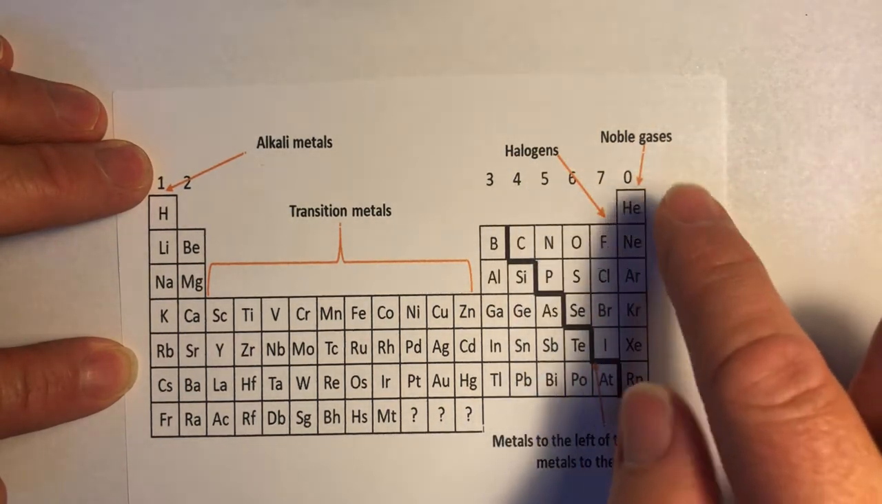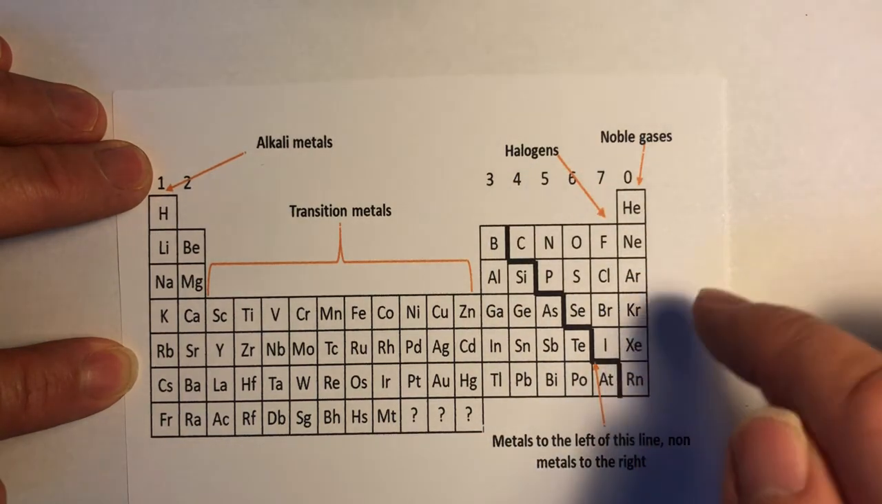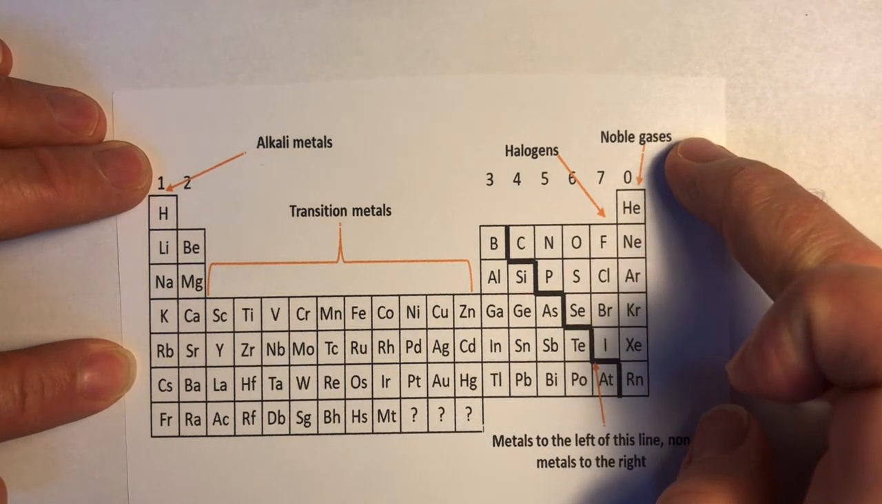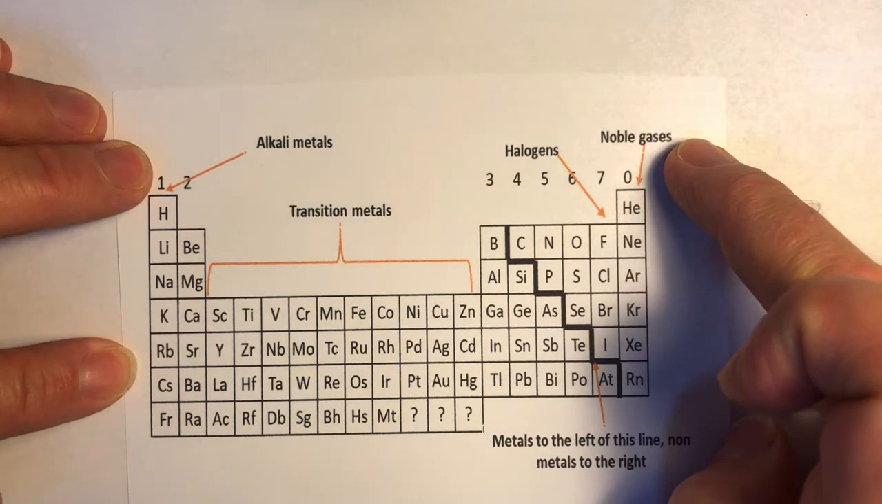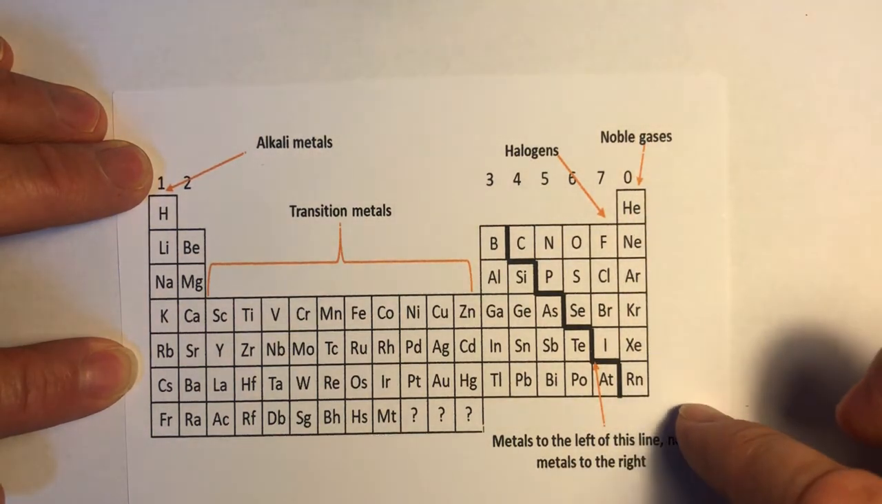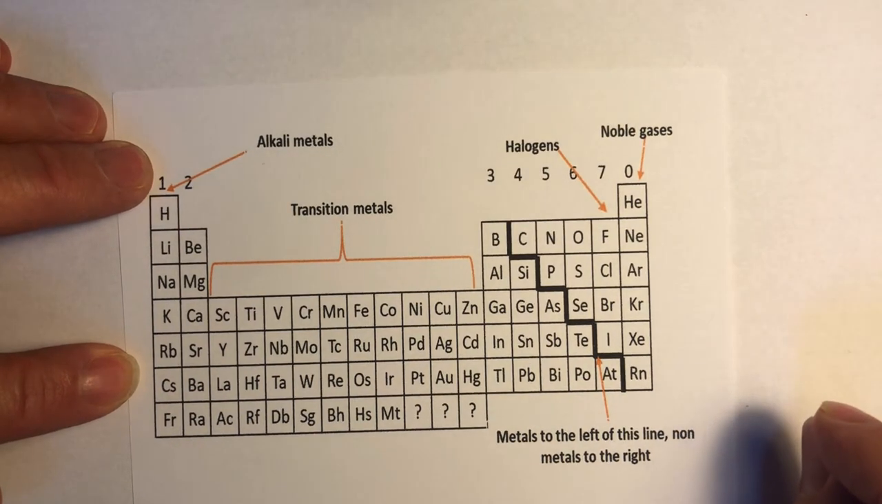Group number 7 are the halogens. These are fluorine, chlorine, bromine, iodine. And then group 0 are the noble gases. These are the very, very unreactive gases. They are helium, neon, argon, krypton, xenon, radon. Right? So they are 4 groups in the periodic table.